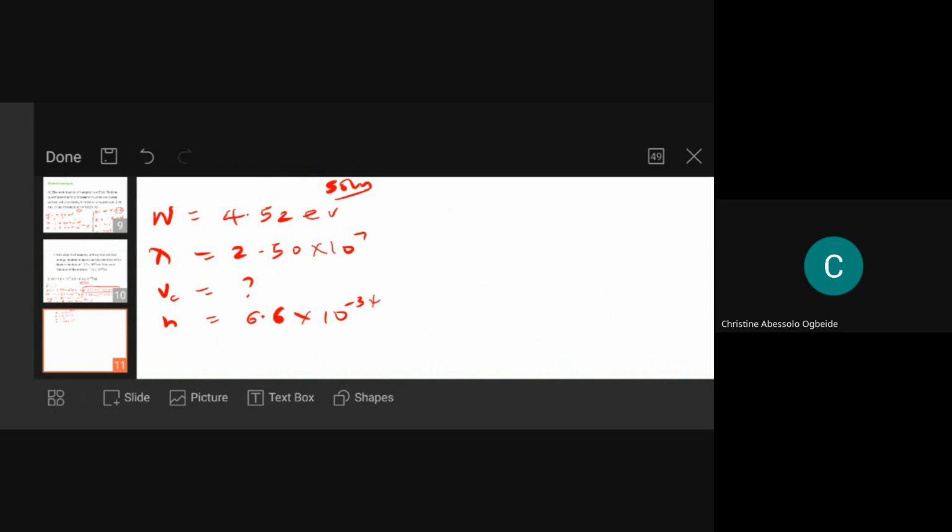And if I convert the work function from electron volts to joules, I'll have that this work function is equal to 4.52 times 1.6 times 10 to the minus 19. So someone should help me get the value of this in joules. When I multiply 4.52 times 1.6 times 10 to the minus 19, what would the value be in joules, please?